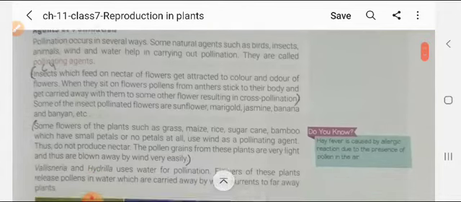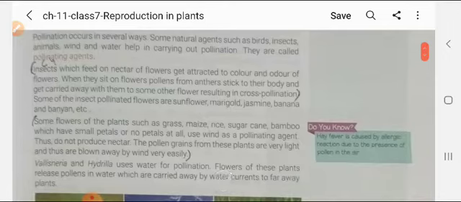Dear students, these are the flowers which get pollinated with the help of insects, because they are colorful and good smelling flowers, attracting insects with their color and smell. The insects sit on them and transfer the pollen grains from the male part to the female part. These are called insect-pollinated plants.